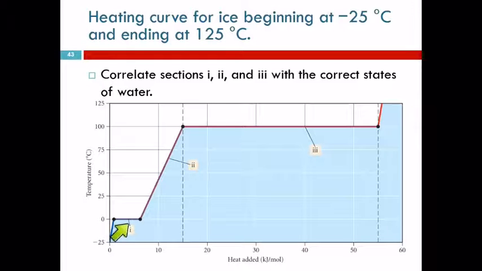Here we have a mixture of a solid and a liquid. At this point and below, we would have solid. At this point and above, we're going to have a liquid. In between, we've got a mixture of the solid and the liquid together, so ice cubes floating in water. The temperature is going to be 0 degrees Celsius.